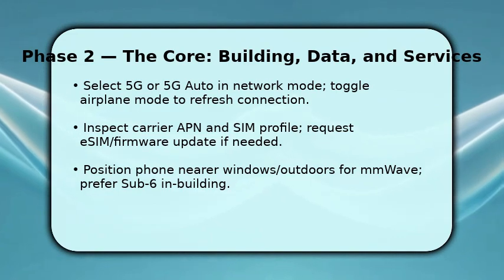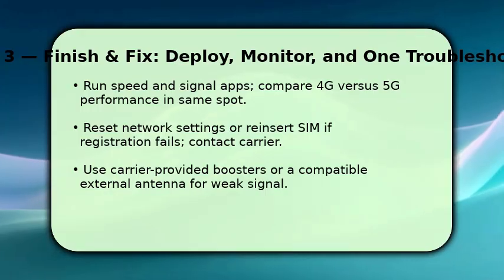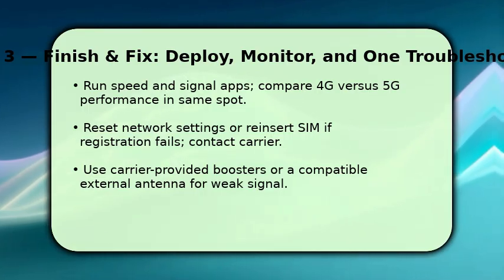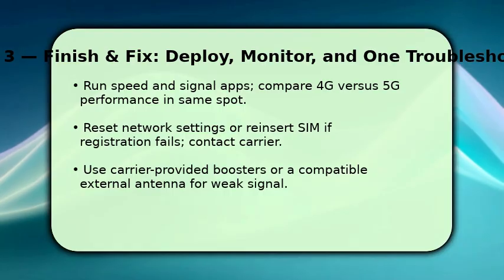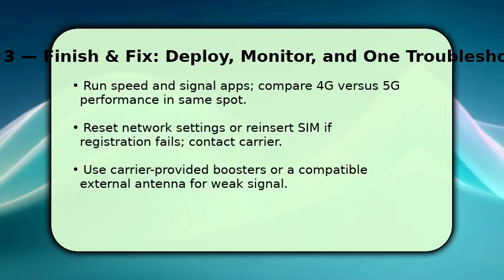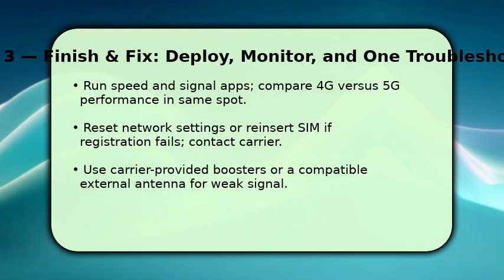To finish, validate performance and handle problems. Run a speed test and a signal monitoring app to confirm you are on 5G and to compare latency and throughput versus 4G. This shows whether you are on mmWave or Sub-6. If registration fails, reset network settings or reinsert the SIM. An eSIM reprovision or carrier ticket often fixes provisioning errors.